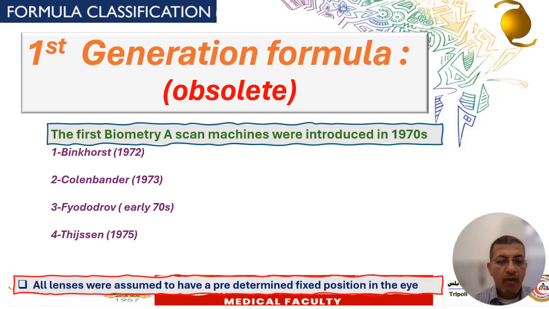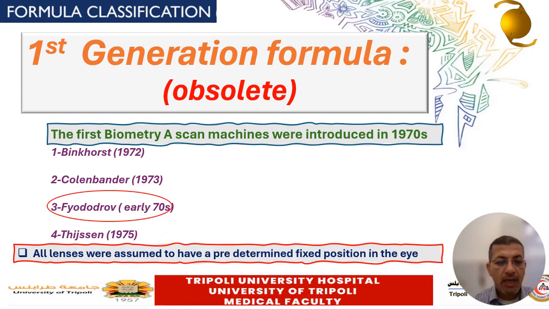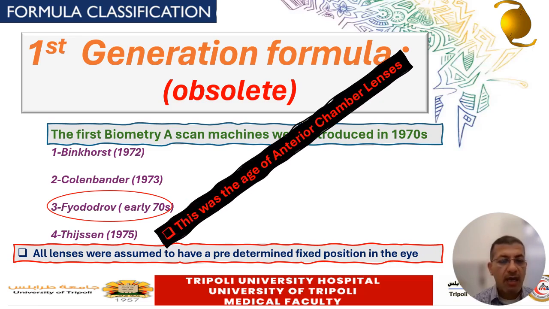However, the Fyodorov formula was the most common and famous one and gained large popularity, because most of these theoretical formulas are based on a fixed predetermined position of the IOL, because at that time they were implanting only anterior chamber IOLs. So this generation of formulas is obsolete now and no longer used, because it is based on a fixed location of the IOL in the anterior chamber.